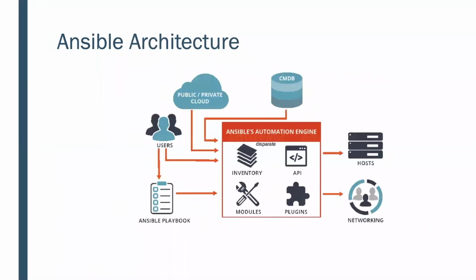Ansible architecture is pretty straightforward. Typically you have an inventory, API, modules, plugins, and then you have users and the Ansible playbook. This is how you basically control everything. So a key part of Ansible is the inventory.